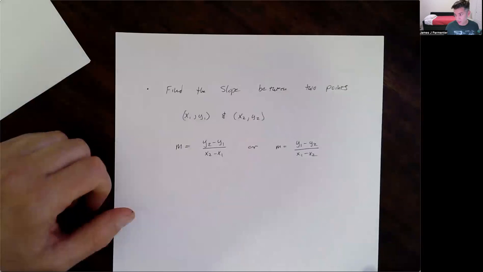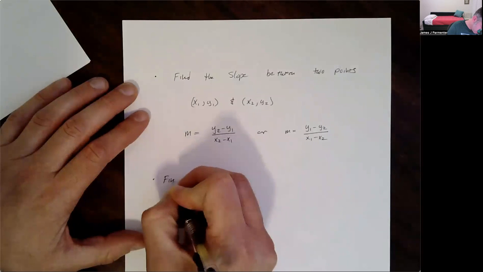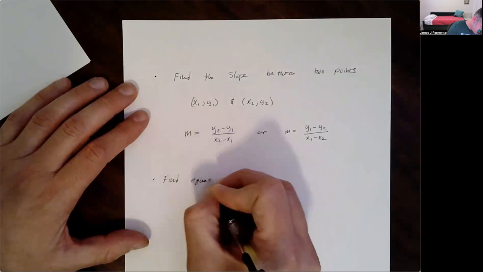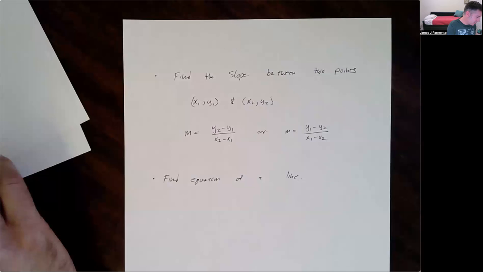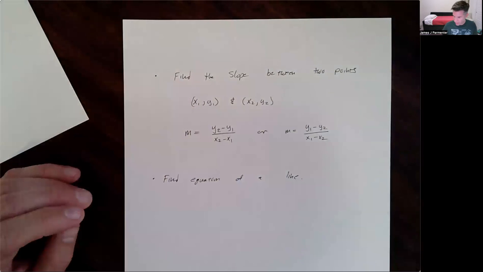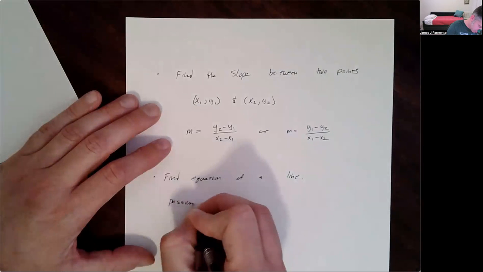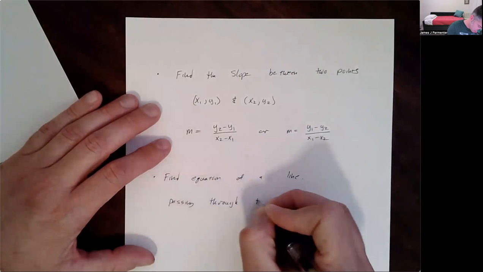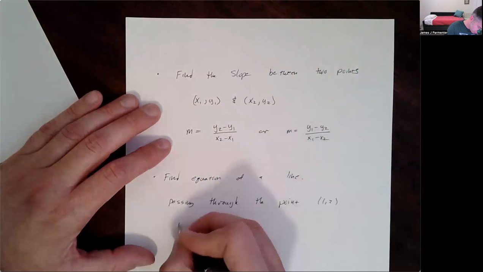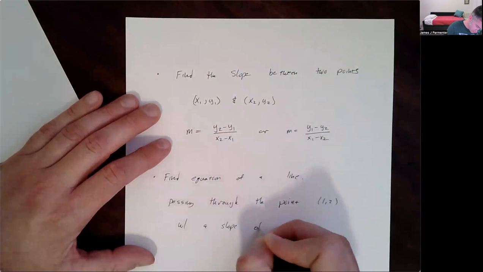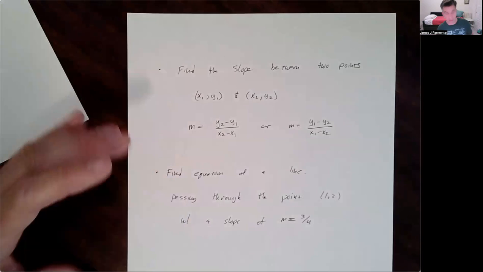So the next thing I want to talk about is finding the equation of a line. Let's see, I think I had something already set up for this. Let me double check here. Yeah. So let's say we want to find the equation of a line passing through the point 1, 2 with a slope of m equal to 3/4. You don't have to write m equals, it's just kind of a habit of mine.